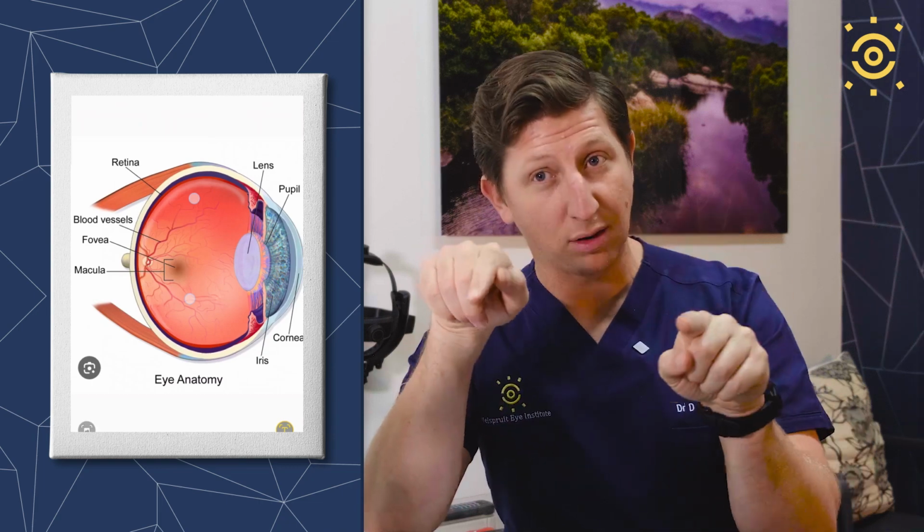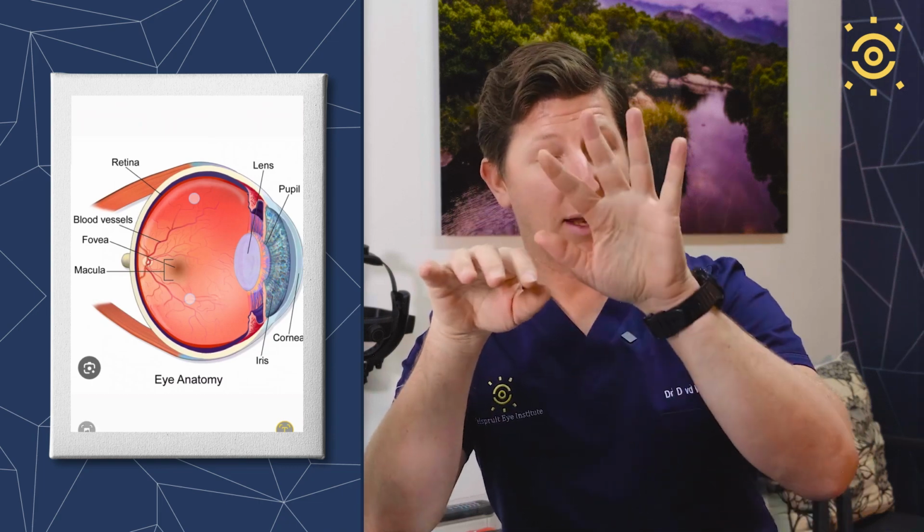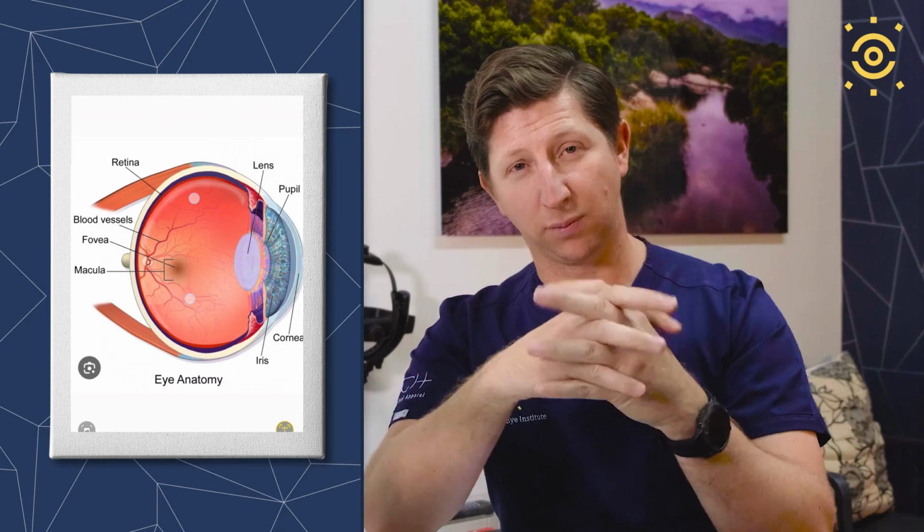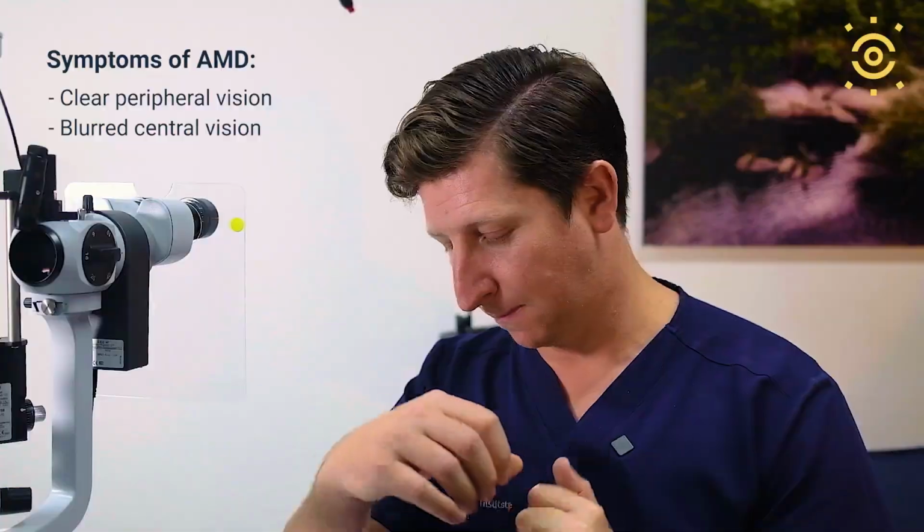And so that central area of the macula degenerates, and as that happens, the central vision becomes poorer and poorer. And so normally the peripheral vision is spared. You can see to the sides, but centrally, reading, driving, recognizing faces, those kind of functions deteriorate significantly and can be very debilitating. AMD essentially comes in two forms.